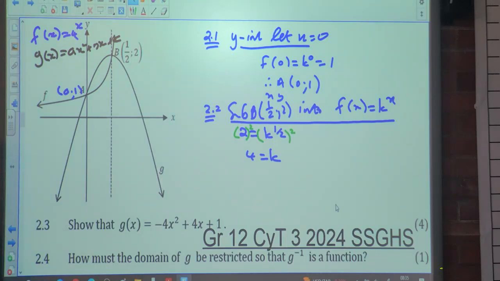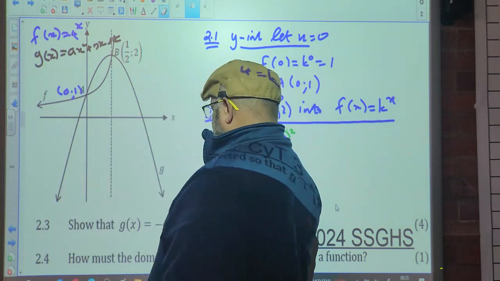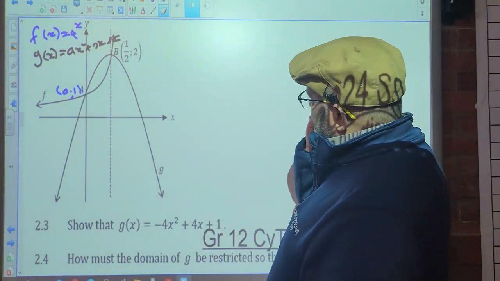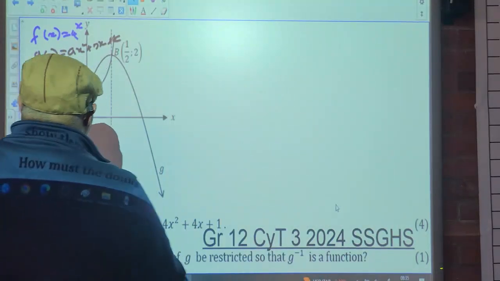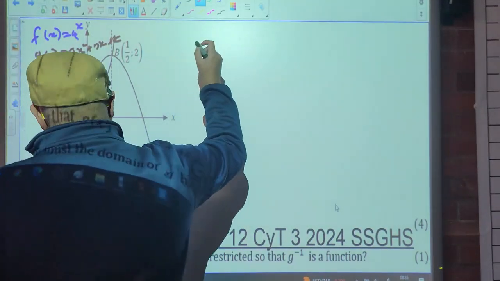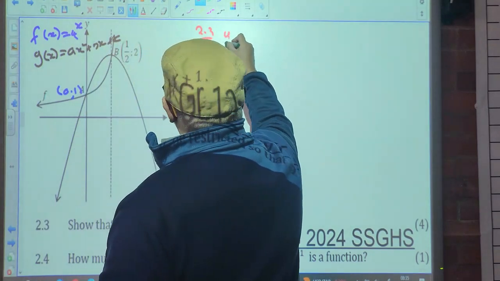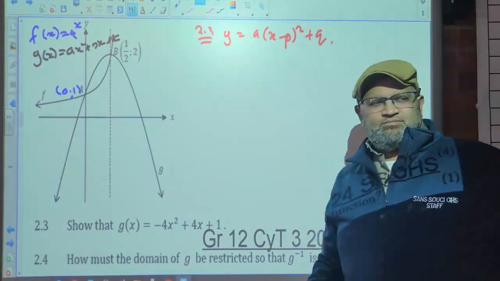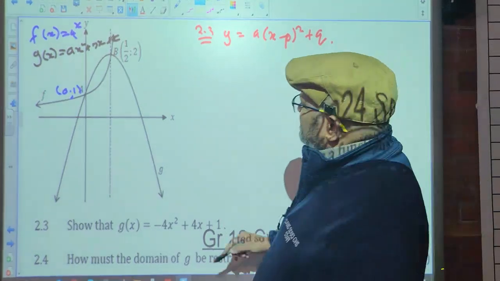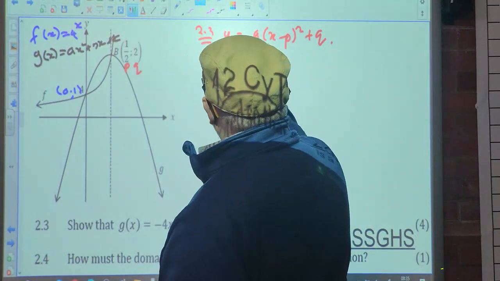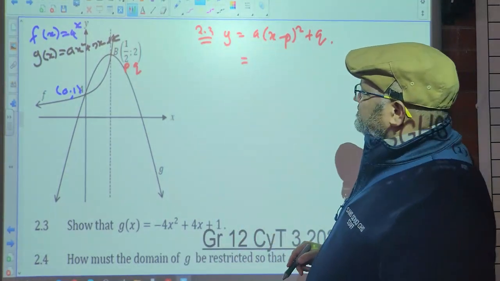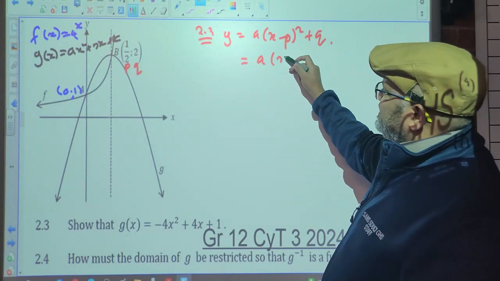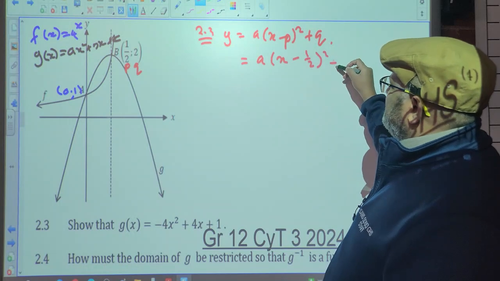Question 2.3, we are asked to show that g of x is equal to that, which is the equation of the parabola. So what do we know here? You can see that we have a turning point, so you follow the formula y is equal to a into (x minus p) squared plus q. This will be your p and your q value. So y is equal to a into (x minus a half) squared plus 2.